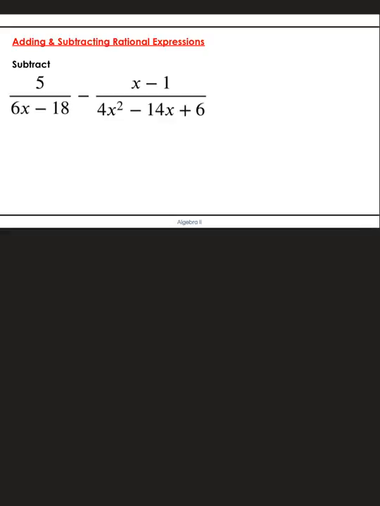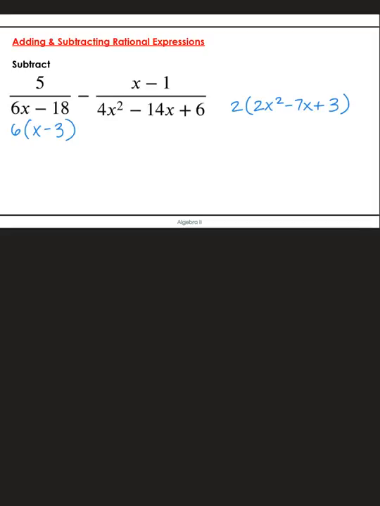So here we have 5 over 6x minus 18, another subtraction problem, minus x minus 1 over 4x squared minus 14x plus 6. So I'm going to go ahead and factor the denominator of the first one. I can factor out a 6, and then I have x minus 3. And we know that 6 is 2 times 3, so we just want to make sure we keep that in our heads. For the other side, I can first factor out a 2. So I have 2 times 2x squared minus 7x plus 3.